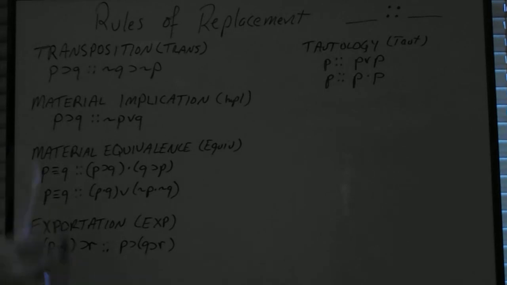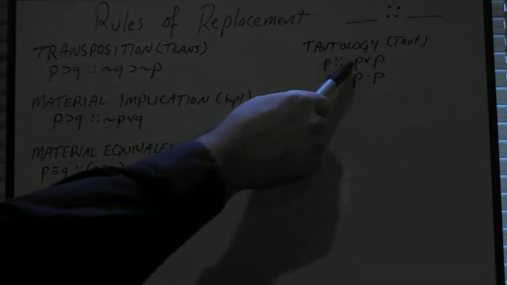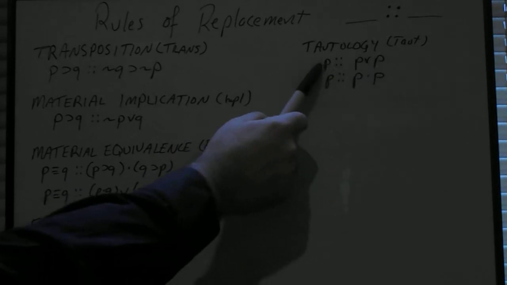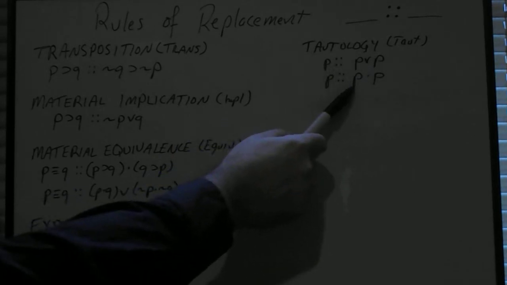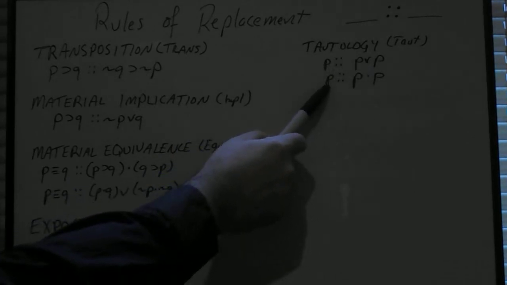And the last one that we look at, you already probably can understand this one right away, and it's the only one that doesn't deal with the triple bar or the horseshoe in this case, but it's the tautology, taut. And it basically says that if you have two of the same letter joined by either the wedge or the dot, that it's reducible to that same letter. All right, so if you have P or P, that's exactly the same as P. If you have P and P, it's exactly the same as P.